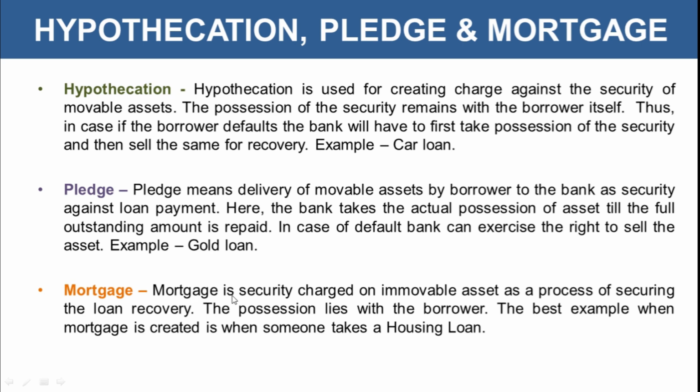Now coming to mortgage. Mortgage is a security charge on immovable assets. So this is the difference over here. In hypothecation and pledge, we saw that we keep movable assets as security, but in mortgage, an immovable asset is kept as a way of securing the loan recovery. The possession here also lies with the borrower. The best example is a housing loan, because whenever you take a housing loan, the home for which you are taking the loan, the home you are building, automatically becomes a mortgage to the bank or financial institution, but you would be the owner and the possession would lie with you till you make all the repayments.